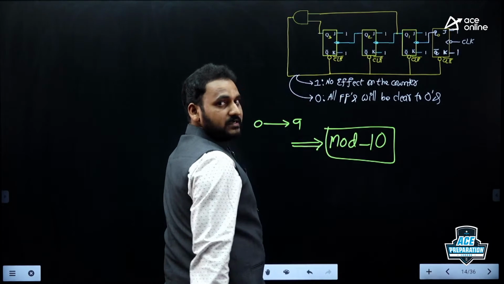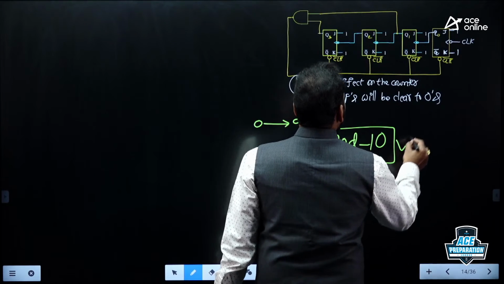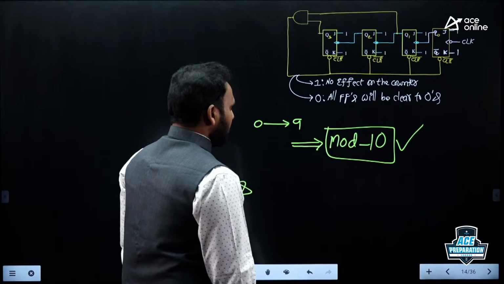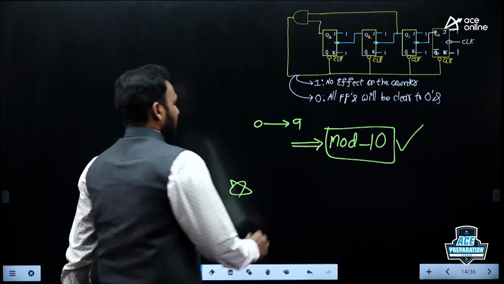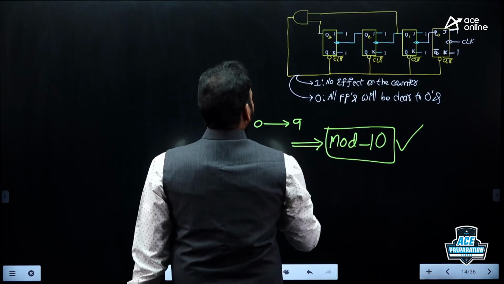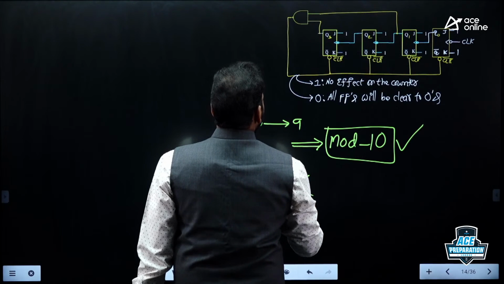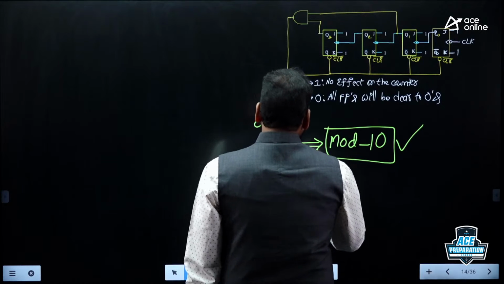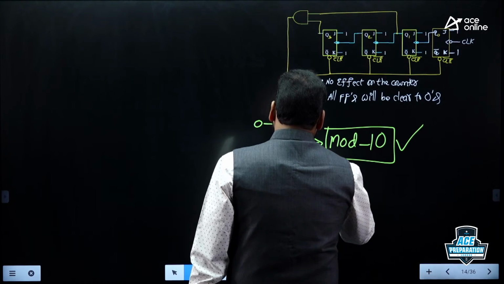0 to 9, total 10 states, is a mod 10 counter. So if I want to design a mod 10 counter, how many flip-flops are required? Sir, can I do it with 3? Not possible, because this is a formula: M is less than or equal to 2 to the power of n.